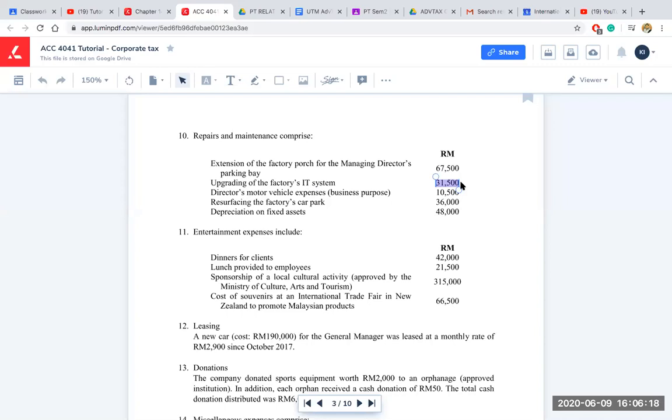2020, right? I rasa 2020. Kat depan tak adalah pula bagi. Dalam exam, of course, kita akan bagi you table tu, ya. Table for capital allowance. So, I think IT is 20% juga, ya. So, you're going to claim that.